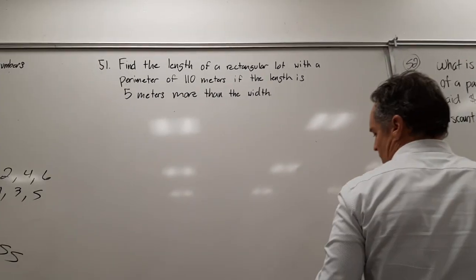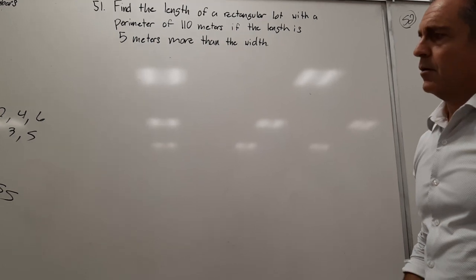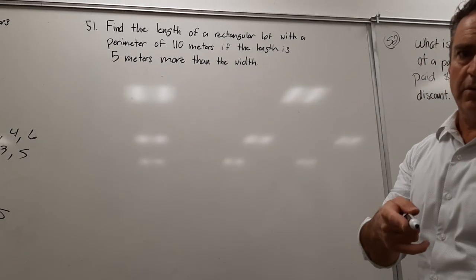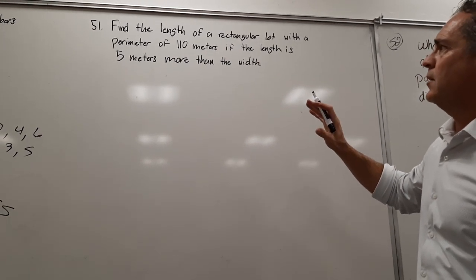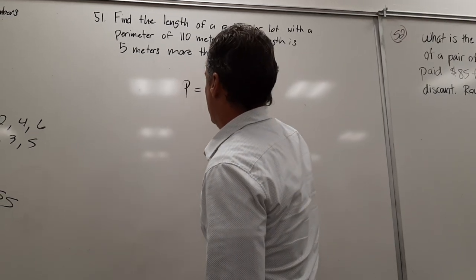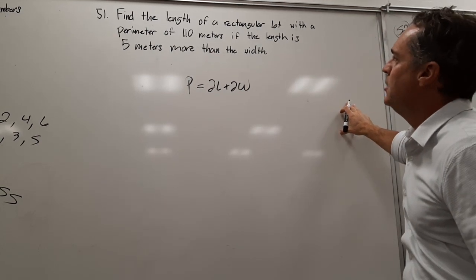Okay, find the length of a rectangular lot with a perimeter of 110 meters. Okay, well, as is the case, is everything working well with this? Yeah. We're still going. As is the case, a rectangular lot, perimeter, definitely we got P equals 2L plus 2W. That's been the case throughout the semester. We've been dealing with perimeter of rectangle.